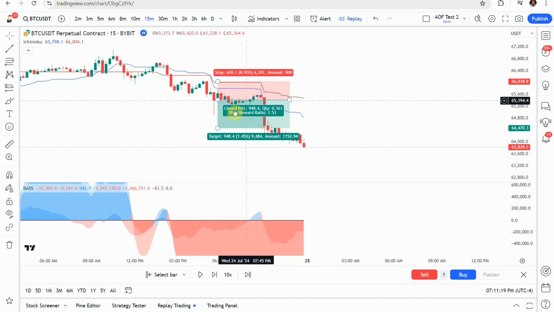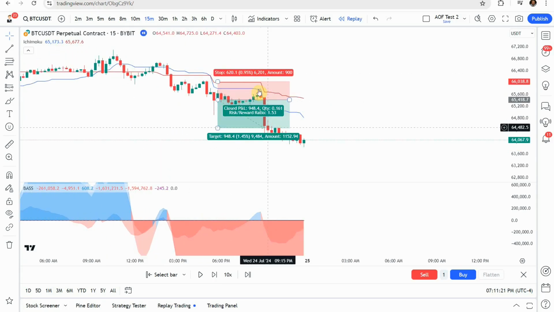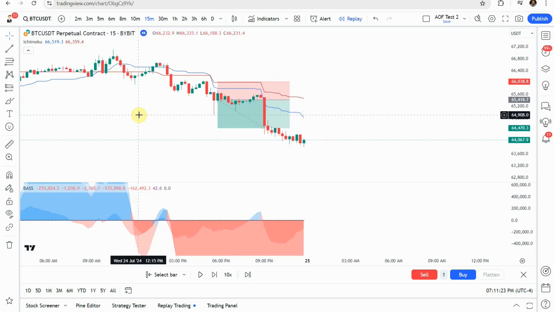Alright, this one takes just a little bit longer, but we do make that nice push to the downside, getting us to our take profit. Alright, so that puts us at the end of the testing right there.